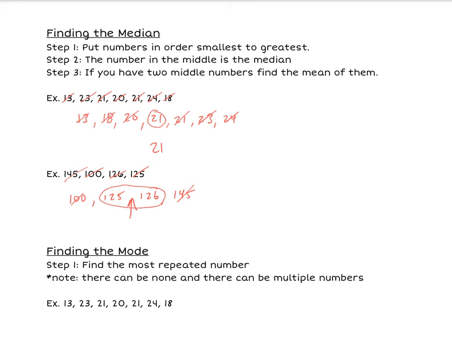So, when they're right next to each other, it's easy to figure out, 125.5, but sometimes they're further apart, so you just need to find the mean, the average. So you would add them together, 125 plus 126 divided by 2 is 251 divided by 2, which equals 125.5.